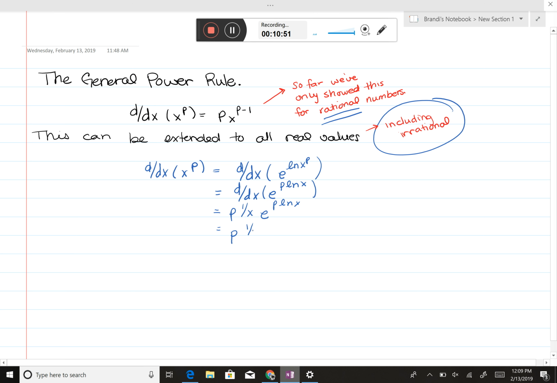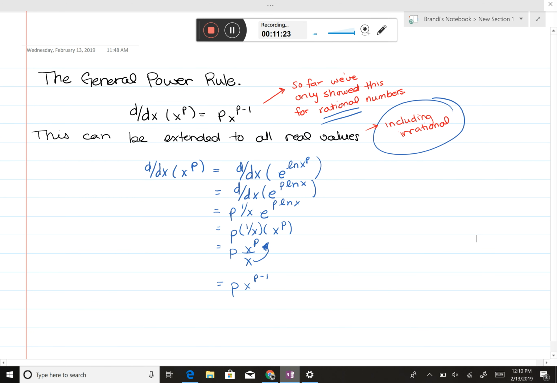P, 1 over x, I'll use parentheses to emphasize what's being multiplied here, x to the p. So that is p times x to the p over x, which can be written as p x to the p minus 1, because when I move this to the numerator, it's just subtracting 1. Just like x squared over x would be x to the 2 minus 1, which is just x. But here, p is any constant, so we're just using it as a placeholder. Okay, so that's how we can extend to all real numbers.